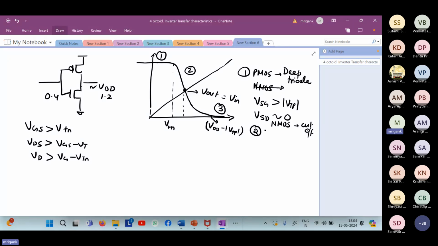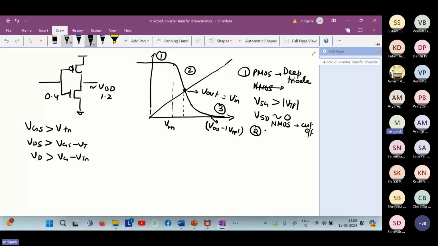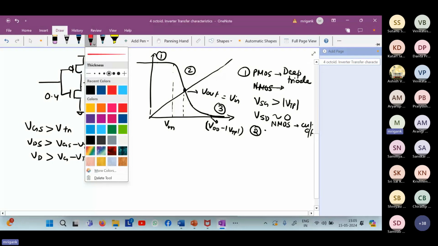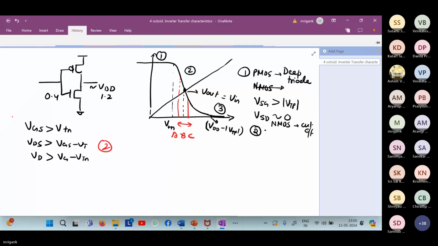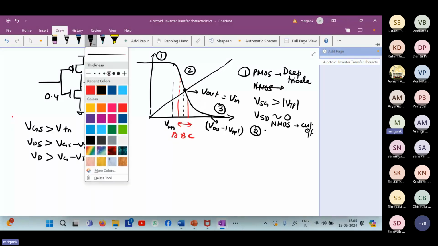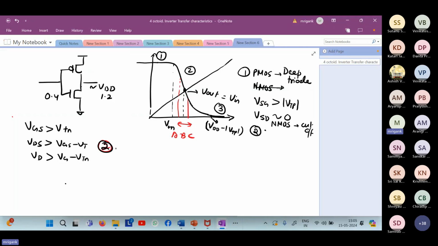In the second region, I can divide it again into multiple segments, say 3 segments. Again, I don't want to go into detail. I was hoping that you have read this in the Razavi chapter. So region A, region B, region C. Conceptually, in 2A we have the NMOS in saturation.